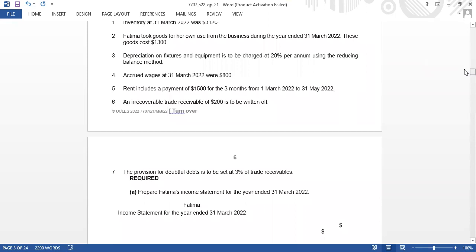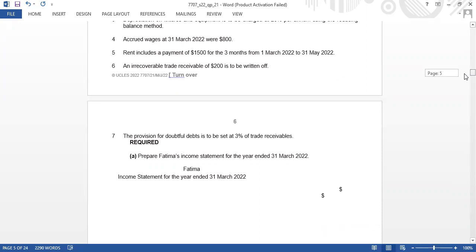Then we have an irrecoverable trade receivable of 200 to be written off. That means from trade receivables, we'll deduct it. Irrecoverable debts will come in the income statement and it will also be deducted under current assets in the financial position. Okay, then we have provision for doubtful debts to be set at 3% of trade receivables. So on net receivables, we'll apply 3%.